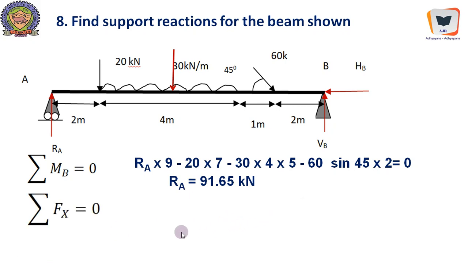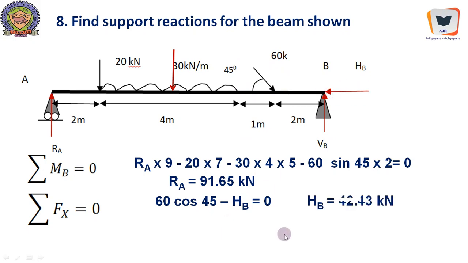When we apply sigma Fx equal to 0, we will get 60 cos 45, the horizontal component of 60 acting rightwards, minus HB, the assumed reaction this way. We will get HB equal to 42.43 kN. Since we have got a positive value, our assumed direction of HB is correct.